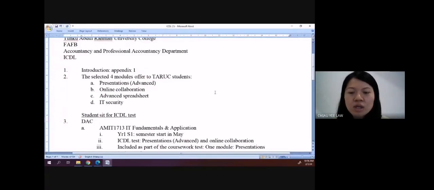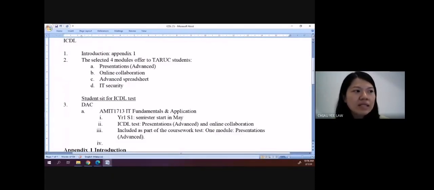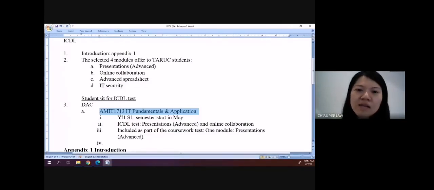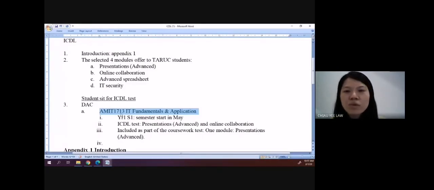Is there anything to study for the module? Yes, it will be the same syllabus as your AMIT 1713, so you need to go back and refresh your paper. You are all more IT savvy, so I believe it will be easier for you to take it now.